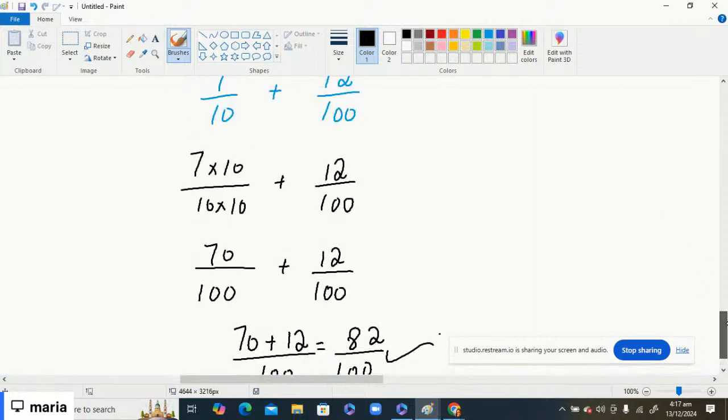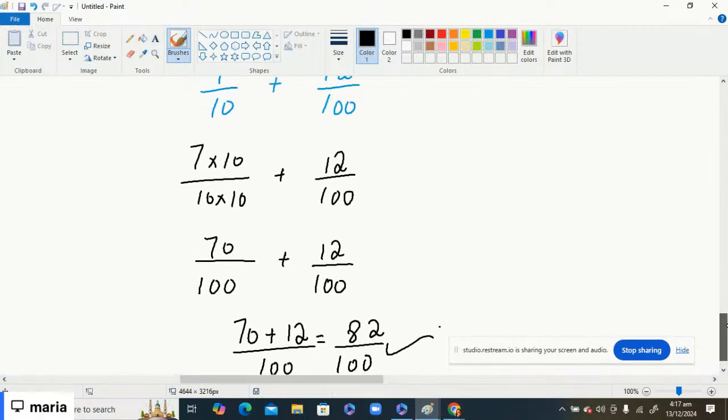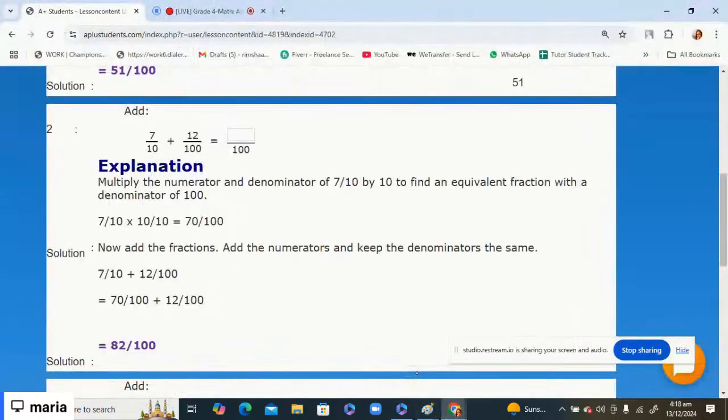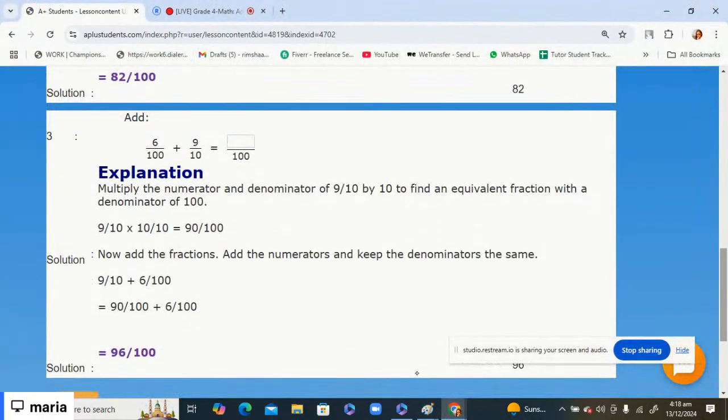This is the way that you need to solve. You make the denominators equal, using this technique of multiplying and dividing by 10 on both parts. In most of the questions, you are just going to multiply with 10.